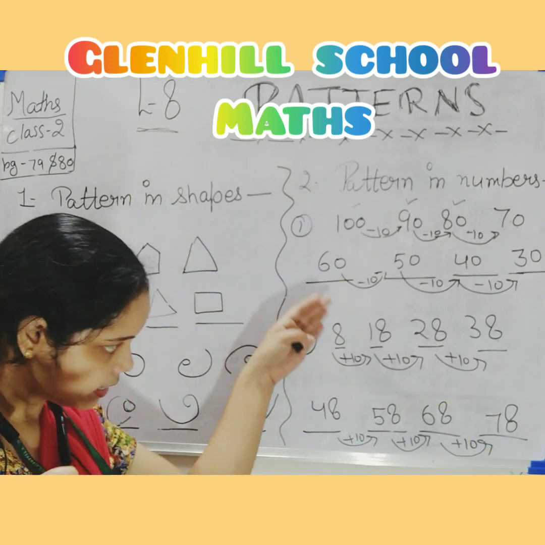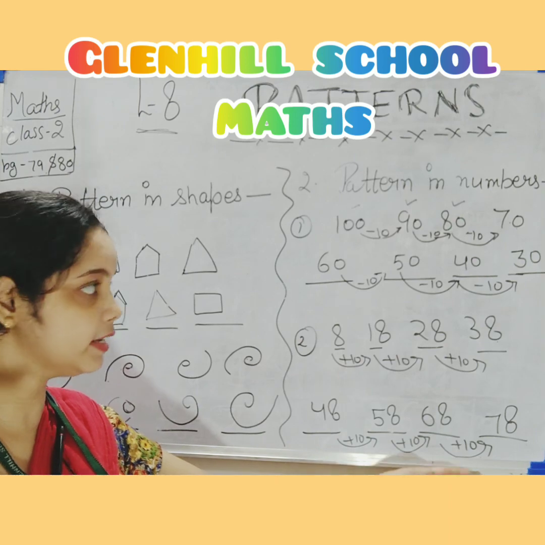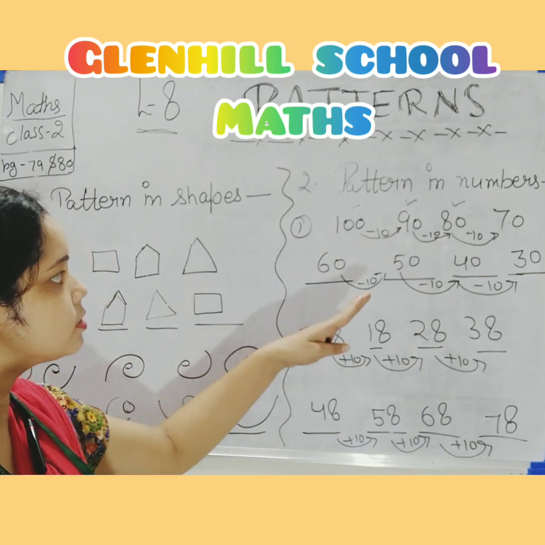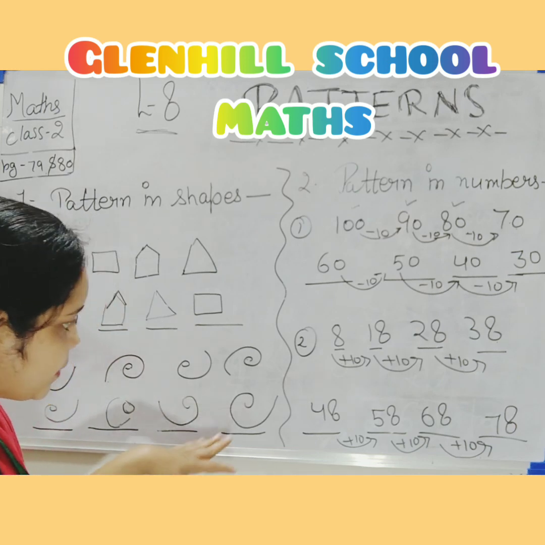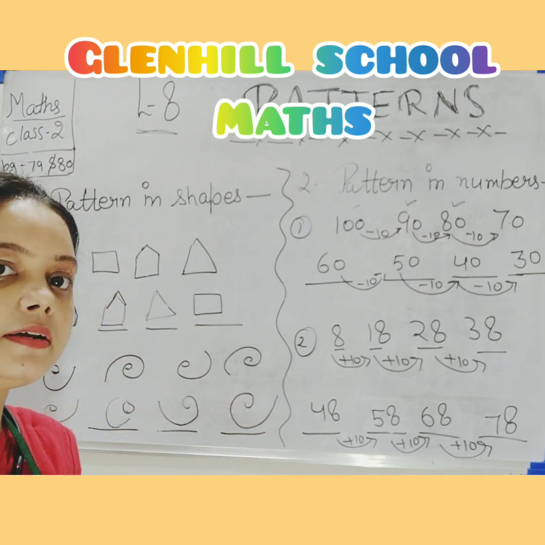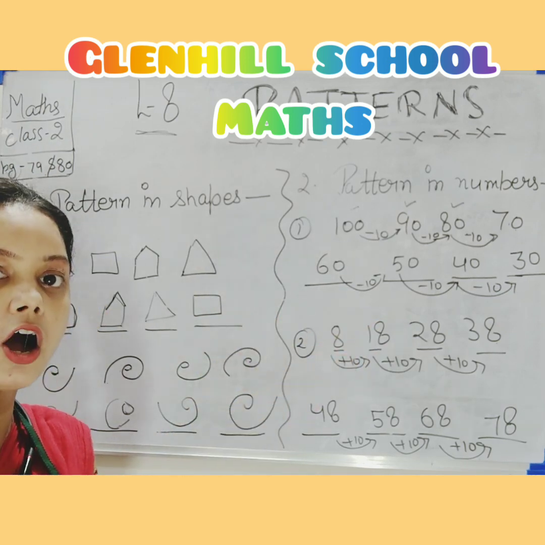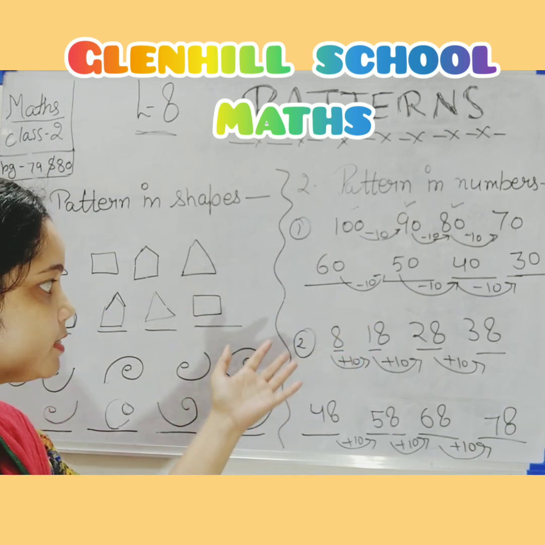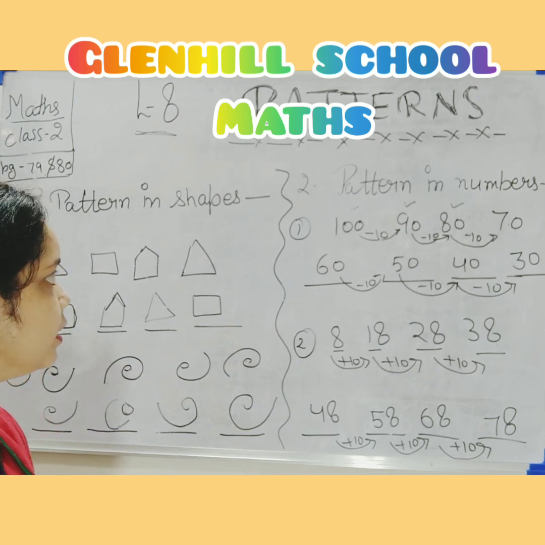So this is increasing order of 10, 10, 10. This series is increasing order of 10, 10, 10, and this series was decreasing order of 10, 10, 10. And these two types of question are very easy. When you see the question, observe how many pattern it is following. After that it is very easy. Now beta, come to the next point.